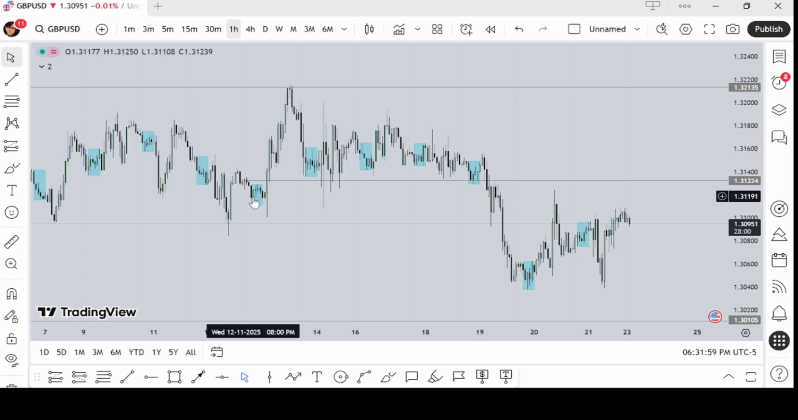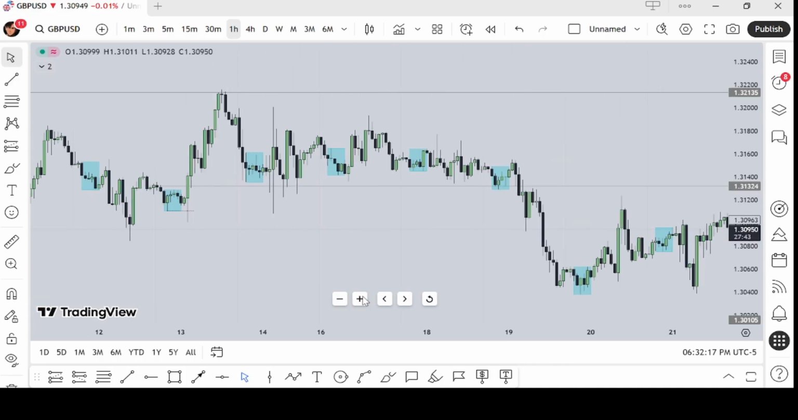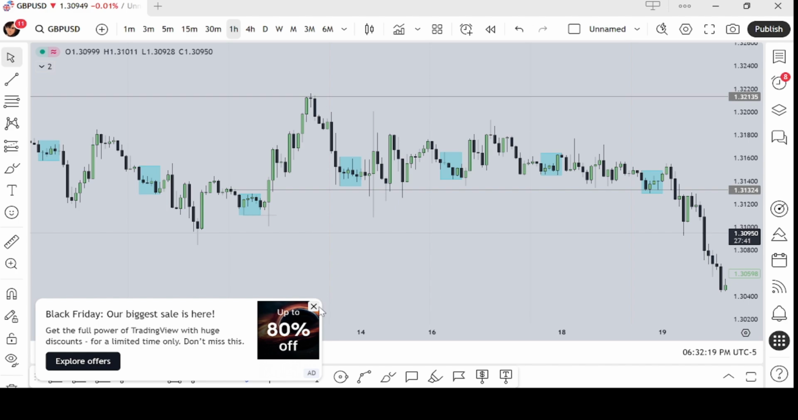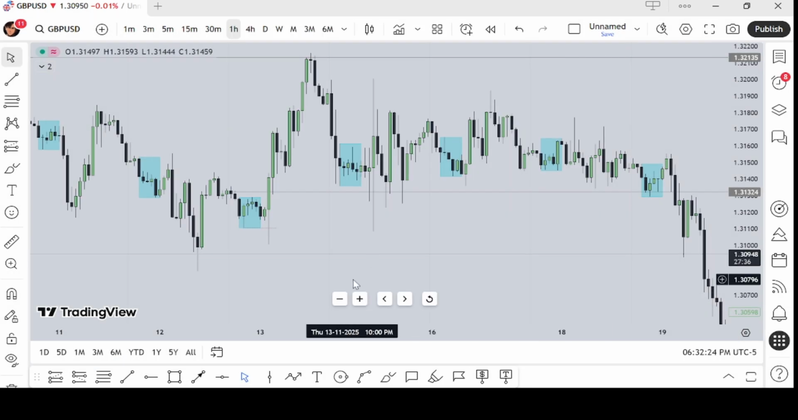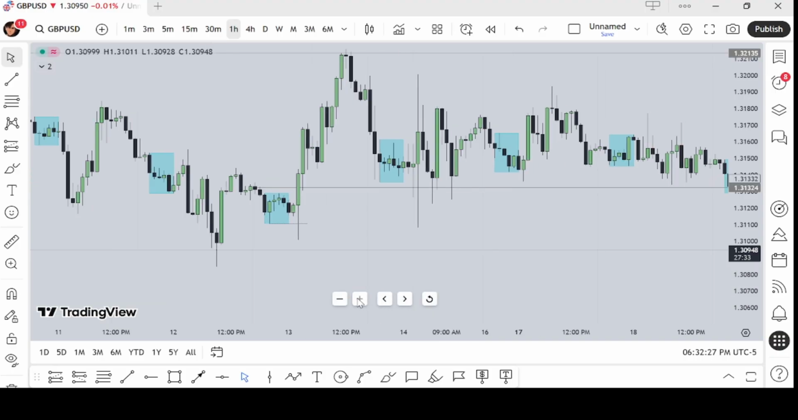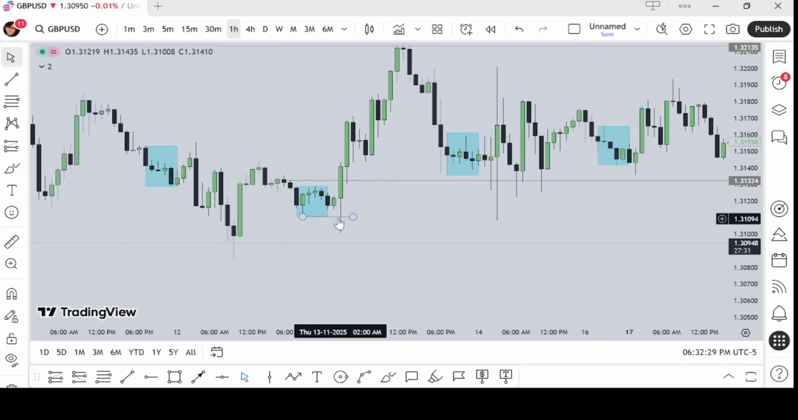So if you look at this box, which represents the Asian session, you see that price swept the low of this Asian range. I'm just going to mark it out. You can see that price swept the low. So after price swept the low, what happened? We had this expansion. This is the move you should be looking to catch.